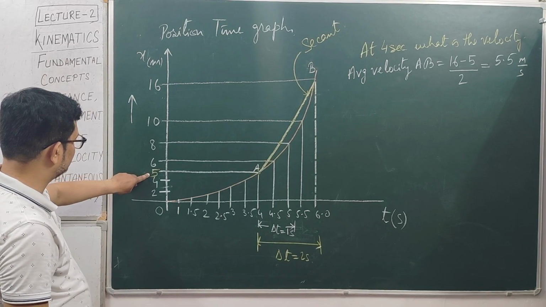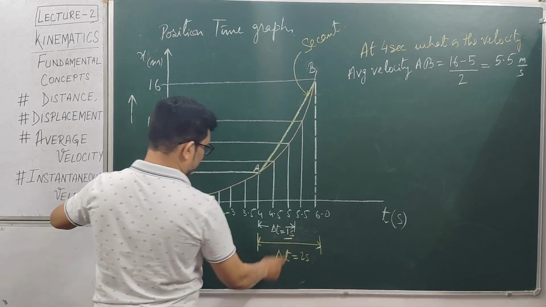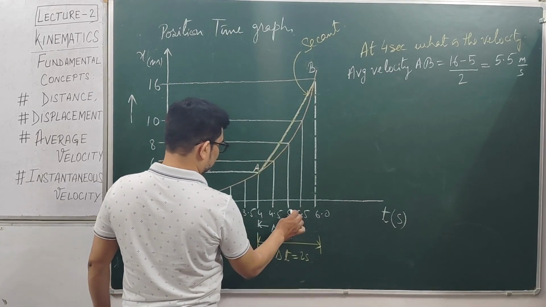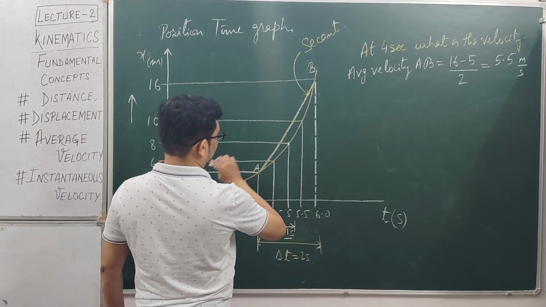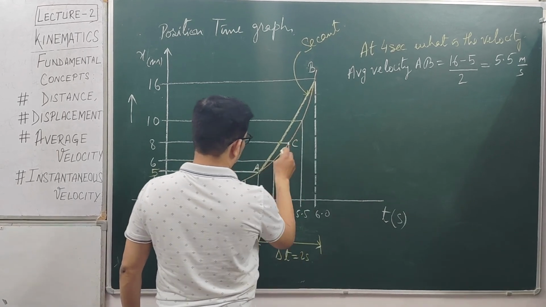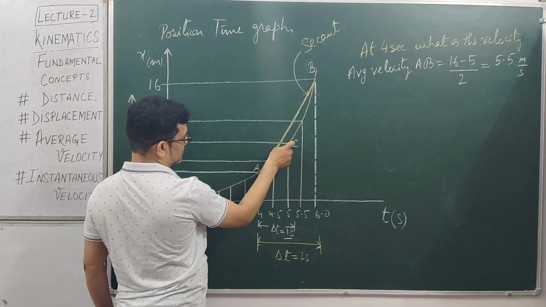8 minus 5, which is 3. And what is the time, which is 1. So it comes out to be 3 meters per second. So if you want to find at this instant of time here, at this point, suppose A, B, C if I take, and I want to find, now this point B has moved to this point.